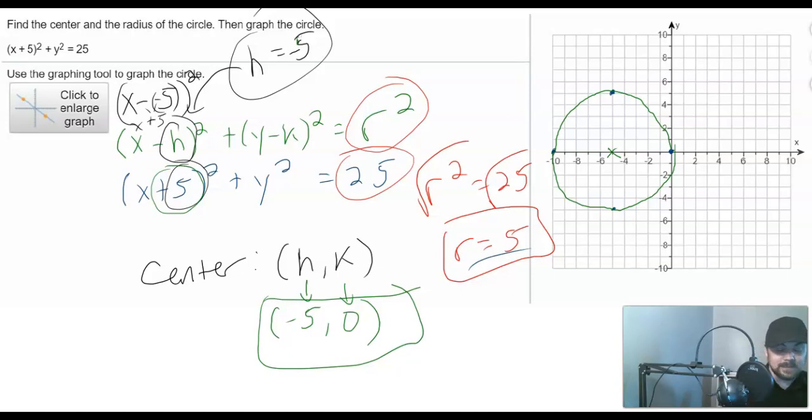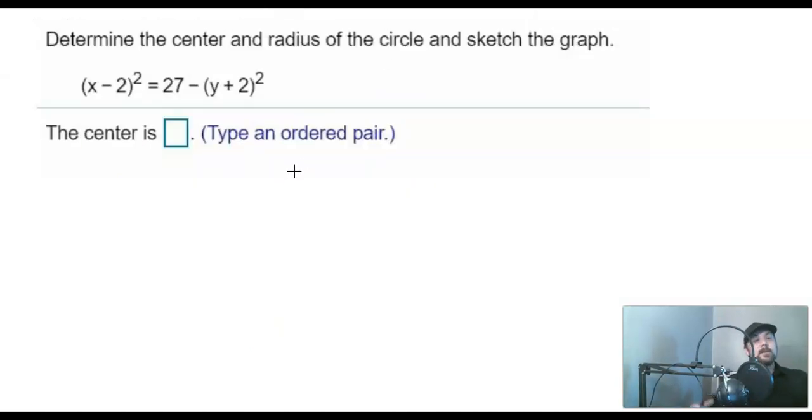As I mentioned, even if I could actually see what I'm writing as I'm writing it, it would be hard for me to do like on a piece of paper. But anyways, I'm wasting time. Let's just go ahead and move on. Okay, determine the center and the radius of the circle and then sketch the graph in this case. So let's do the same thing.